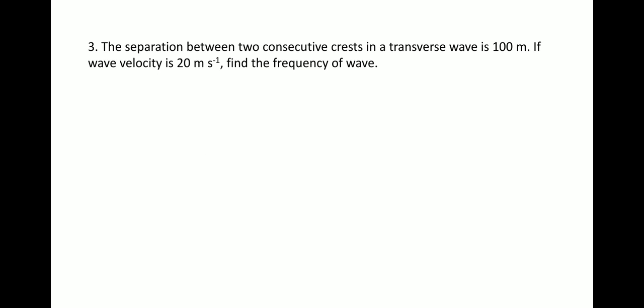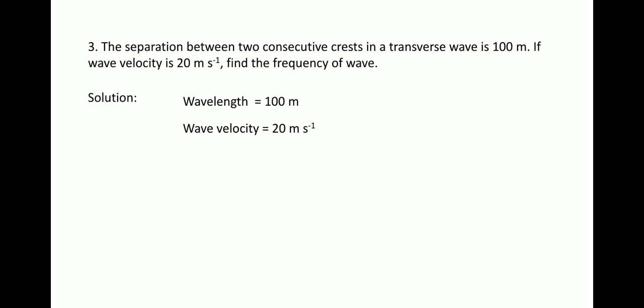Next is question number 3. The separation between two consecutive crests in a transverse wave is 100 meters. If wave velocity is equal to 20 meters per second, find the frequency of wave. So the solution is, now you know that two consecutive crests means from one crest to the other we take it as a wavelength. So two consecutive crests has the length of 100 meters, means the wavelength is equal to 100 meters, and the wave velocity is given as 20 meters per second.